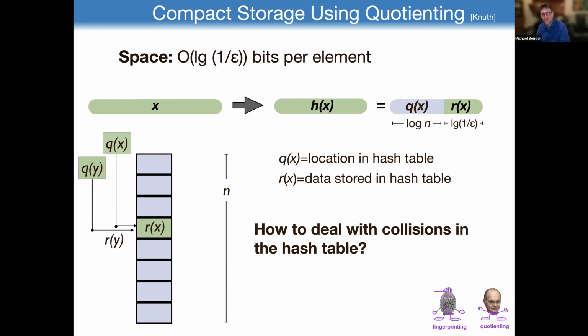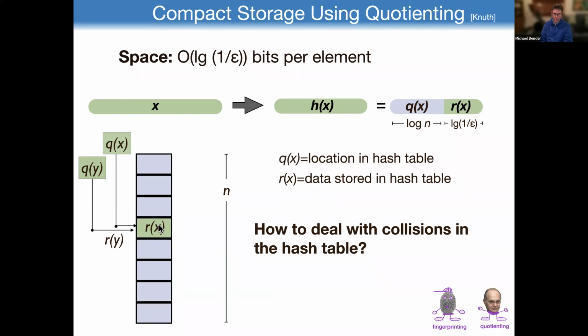But the problem is, how do we deal with collisions in the hash table? So what if there's some element X and Y where, when we look at the fingerprint H of X and the fingerprint H of Y, they have the same quotient here? So they want to be stored in the same position in the hash table. So how do we deal with this?